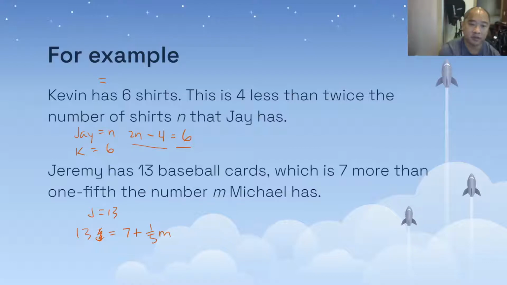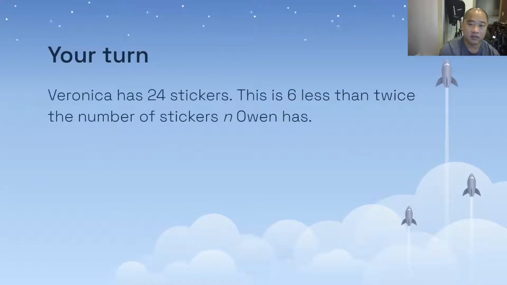All right, let's say Veronica has 24 stickers. This is 6 less than twice the number of stickers Owen has. So Veronica, 24. Owen, we don't know. Owen, so we'll just make that n, right? N is the number that Owen has.